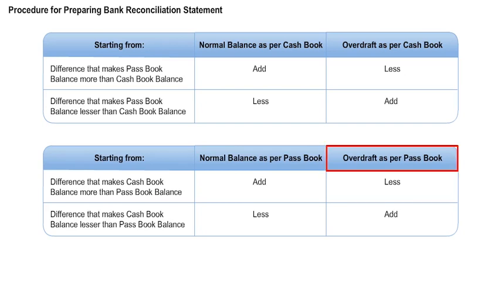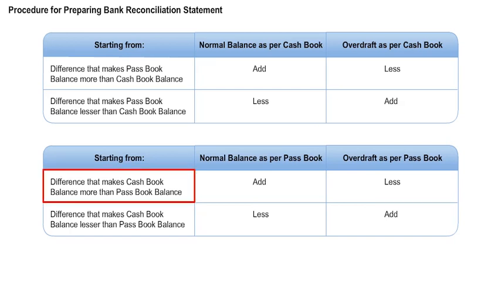Opposite is the case when you start from overdraft as per passbook. The logic remains the same. The only thing is you are starting from overdraft as per passbook instead of overdraft as per cash book. Let us take the example. Difference that makes cash book balance more than passbook balance.